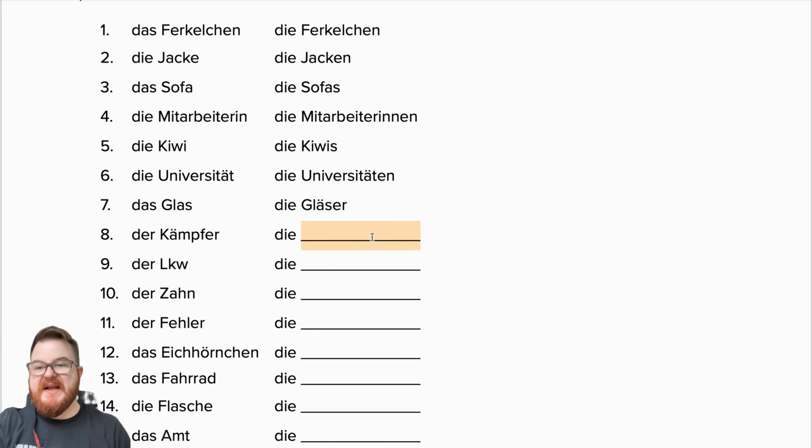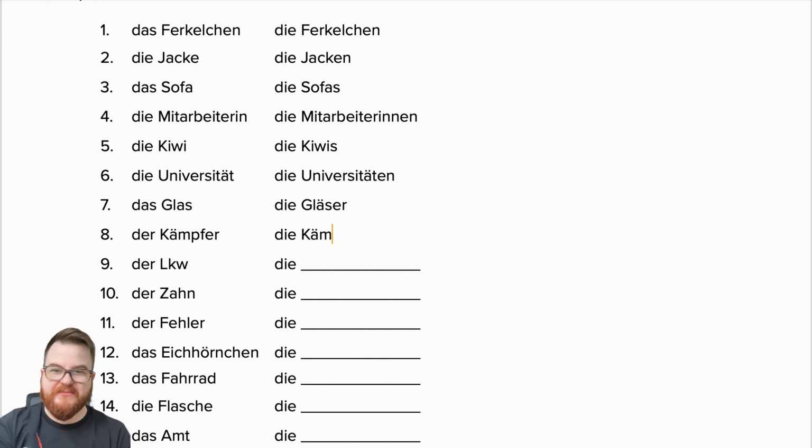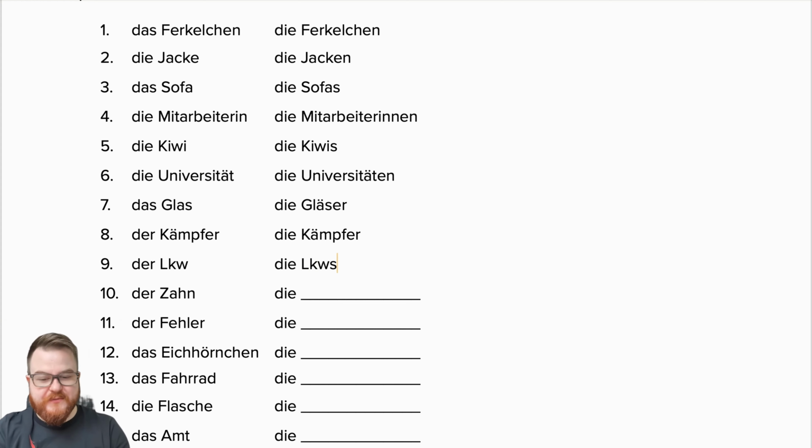Gut. Der Kämpfer ends in er, so there's going to be no change to the noun. Der Kämpfer, die Kämpfer. Der LKW is an abbreviation, so LKWs. Sometimes you'll find these are spelt with all capital letters, and sometimes they're spelt with small letters with just the first letter being a capital.